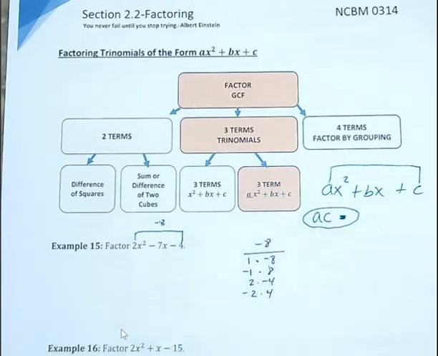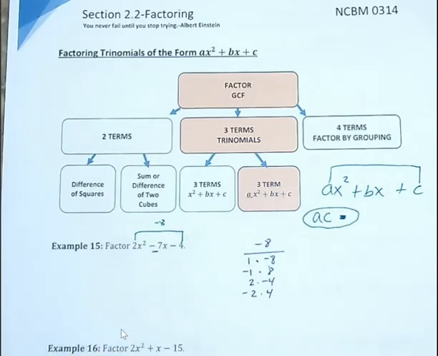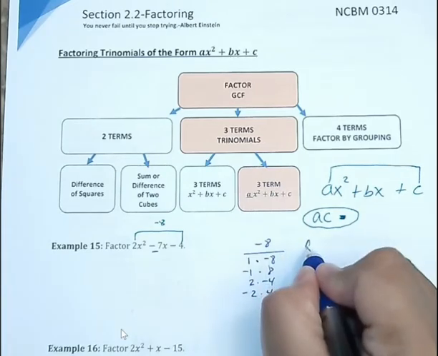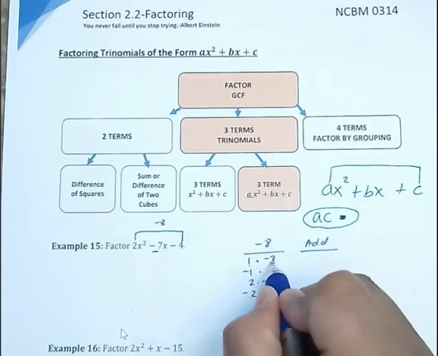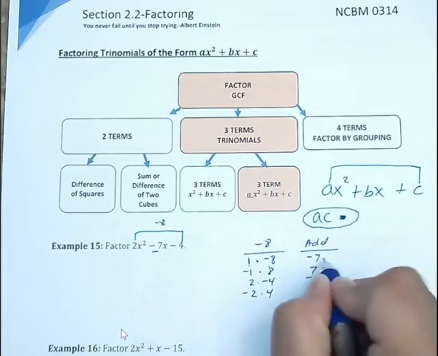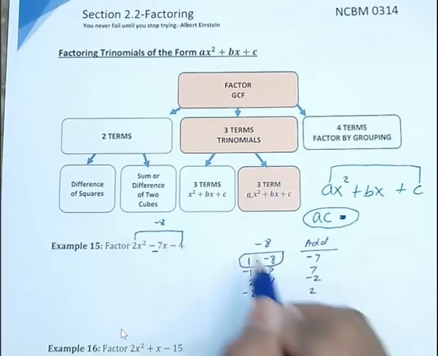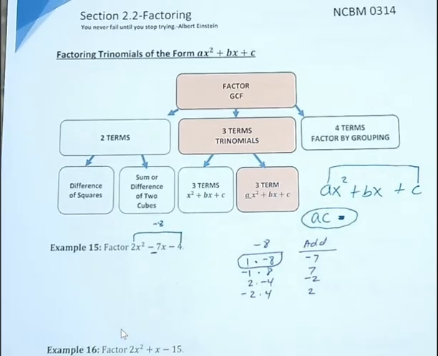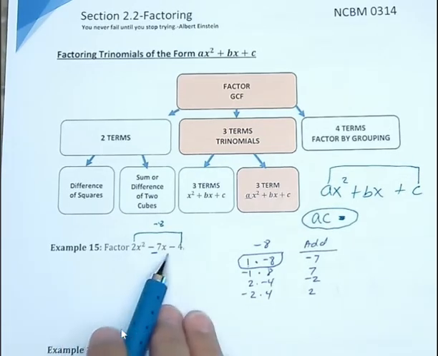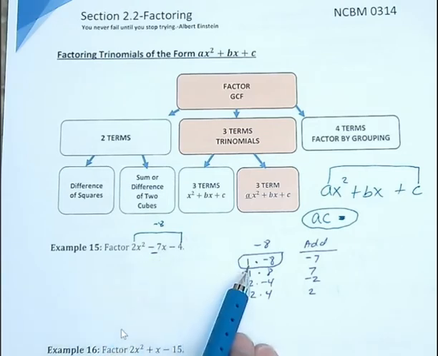Our goal is to also end up with a negative 7. If we add these, 1 plus negative 8 is negative 7. So you can see that the factors we're interested in would be 1 and negative 8. So in our problem, instead of writing a negative 7x, we're going to rewrite it using the factors of 1 and negative 8.